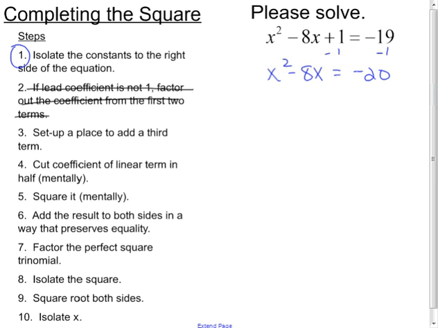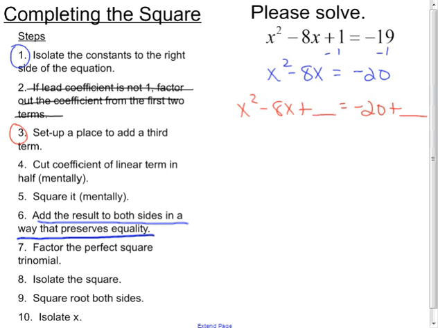Okay? Now it says set up a place to add a third term, which makes sense because a perfect square trinomial is, in fact, going to be 3 terms. So we are going to write x squared minus 8x plus blank for this third term is equal to negative 20 plus blank. If you notice, why do I set up the blank on both sides? Because you will be asked to later add the result to both sides to preserve equality. We're going to add something to the left, we're going to have to add it to the right.